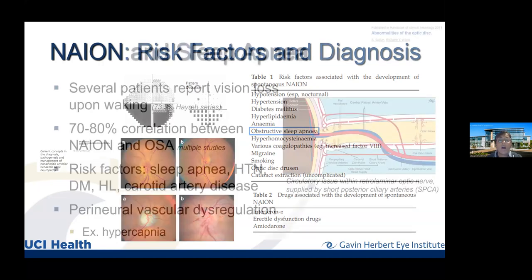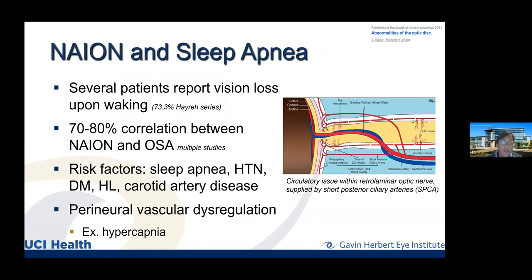A really great physician at Iowa described that several of these patients wake up with vision loss, so there is likely a correlation with sleep apnea. In fact, multiple studies since then have shown a correlation of 70 to 80%. And this makes sense, again, within the context of the other risk factors.